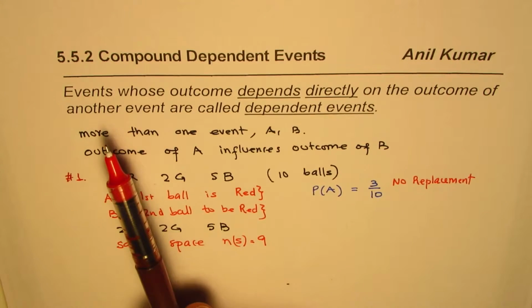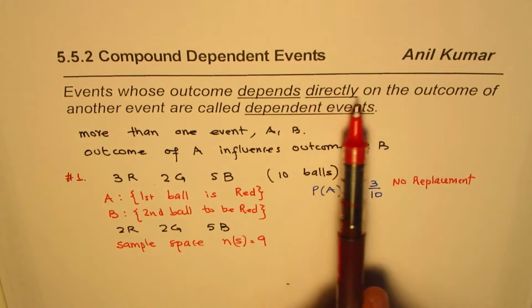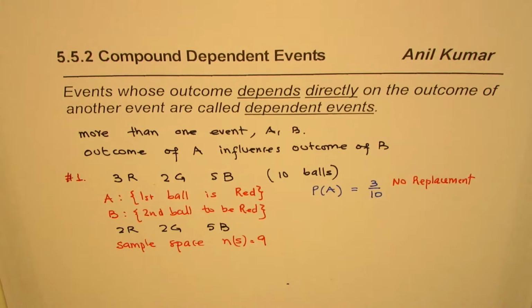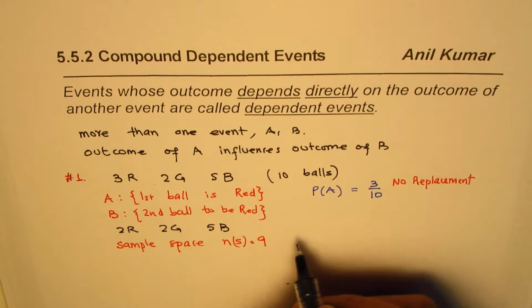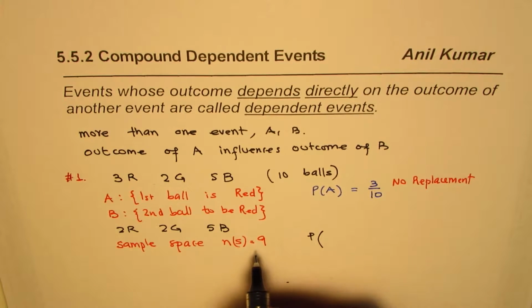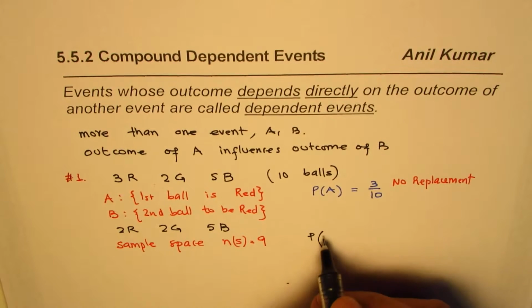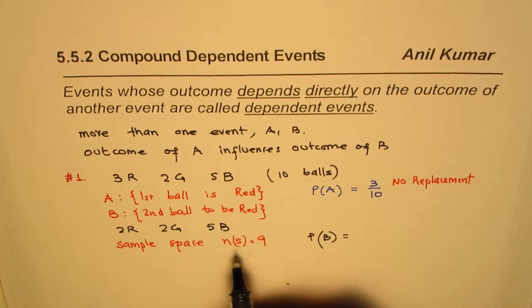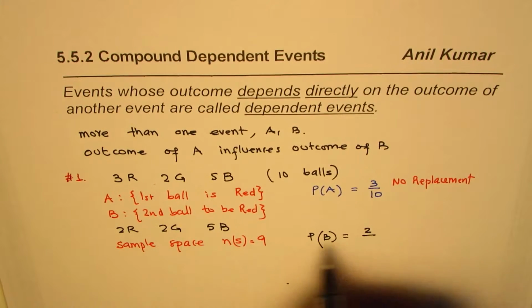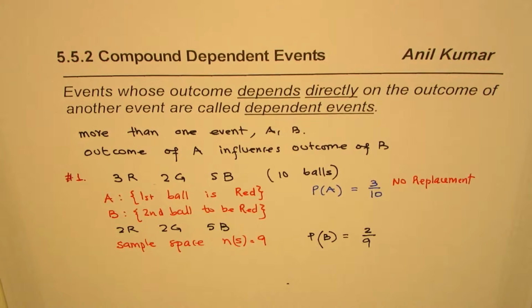Now let's get back to the definition. Events whose outcome depends directly on the outcomes of another event are called dependent events. So it becomes dependent on the result of the first one. You get an idea, right? Now in this case, what is the probability of getting a red ball? Since there are 2 out of 9, the probability is 2 over 9.